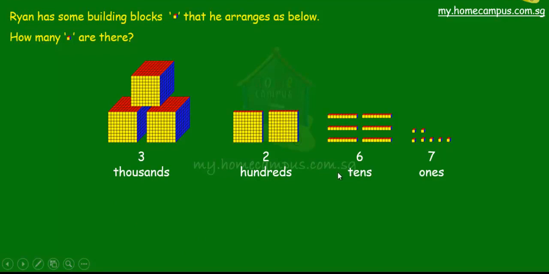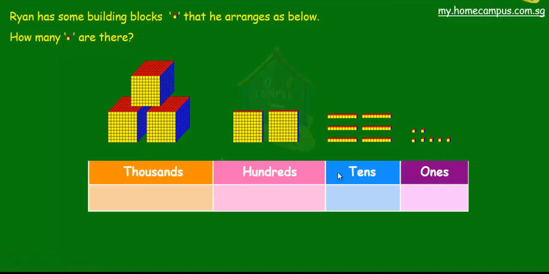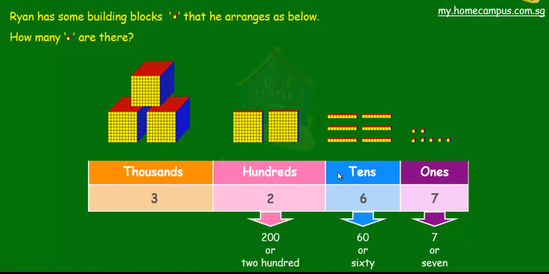So altogether, what do we have right now? We have 3 thousands, 2 hundreds, 6 tens and 7 ones. Now these 7 blocks, they stand for 7. The 6 tens, they stand for 60. The 2 hundreds, they stand for 200. And the 3 thousands, they stand for 3,000.